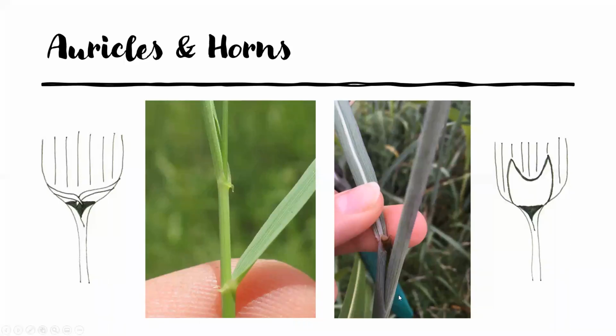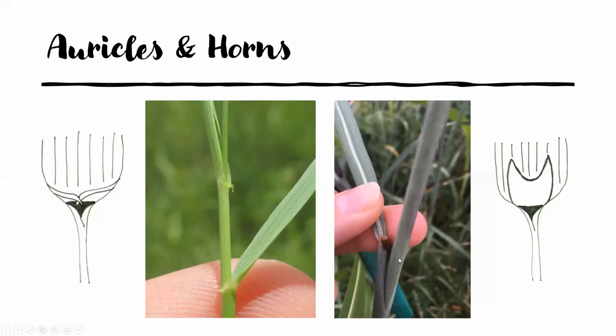Another structure, and I've only personally seen this on one grass, is something called horns. These are an extension of the leaf sheath that form a U-shaped projection. So on this grass here, we can see this U-shaped horn. And this grass also has a ligule. See how that ligule is in between those horns, okay?